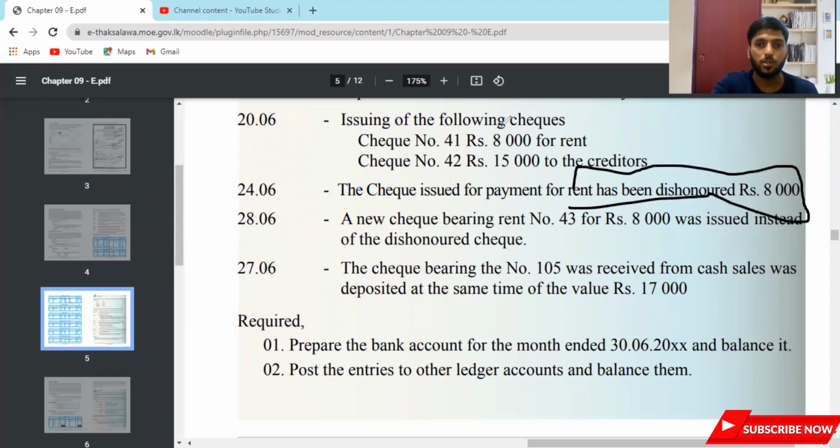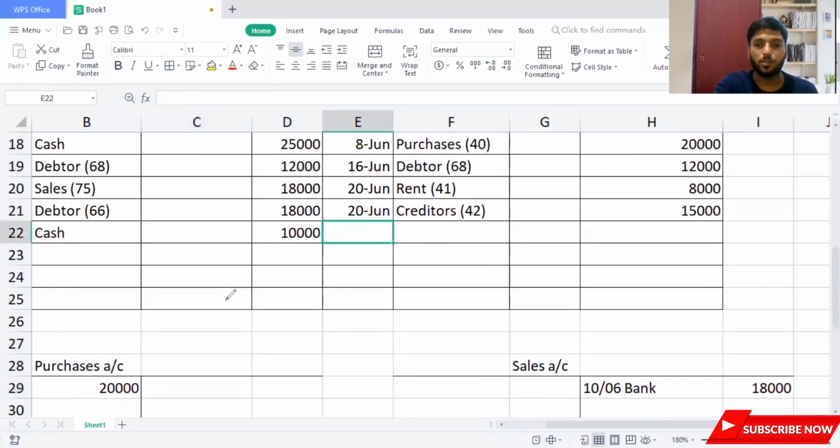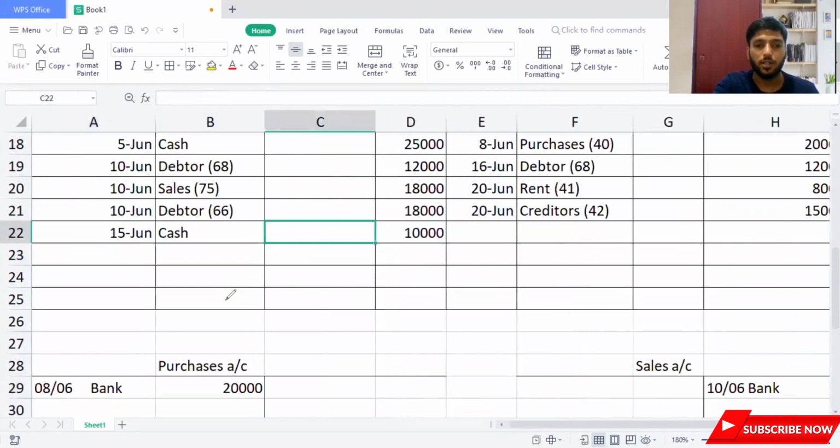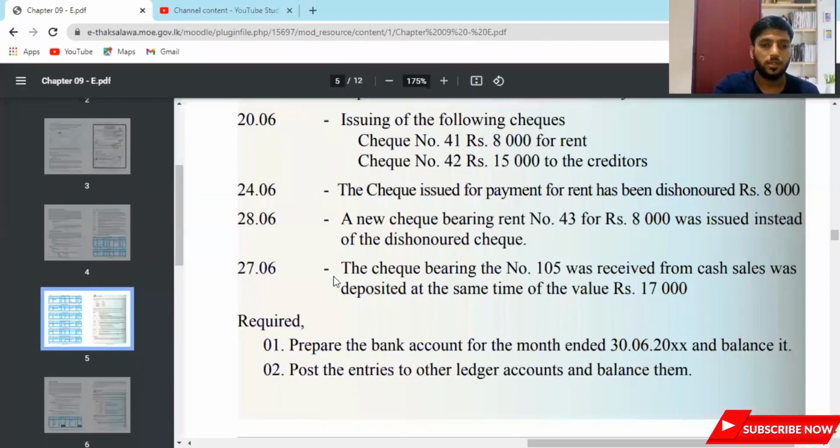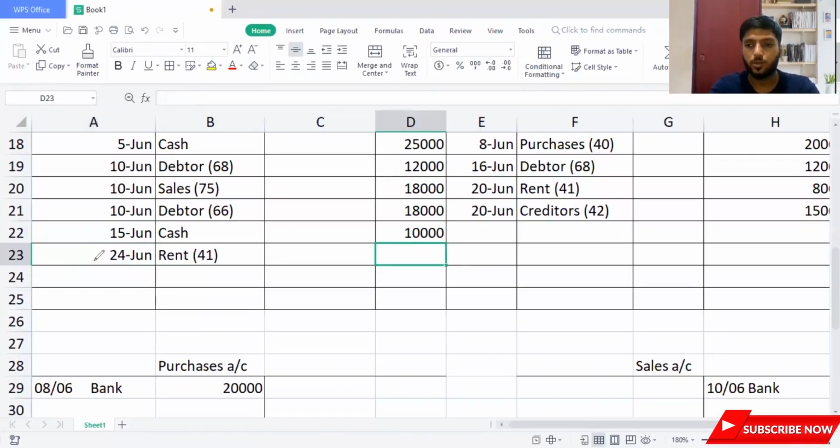So I'll move on to the sum again. I'm going to record it. So it was the dishonored check, actually check number 41. So here it was a debit, now you credit. I'll write here rent 41. It's going to be the vice versa. I'm going to check the date. It should be 24th if I'm not mistaken. 24th of 6th. Right.